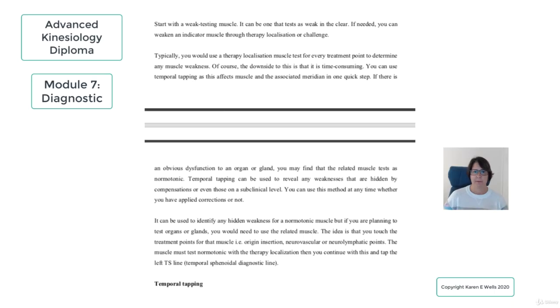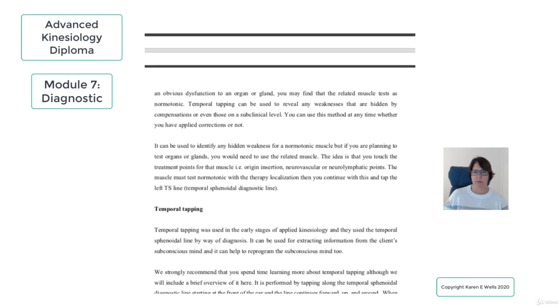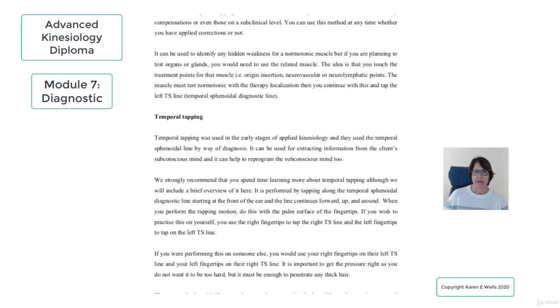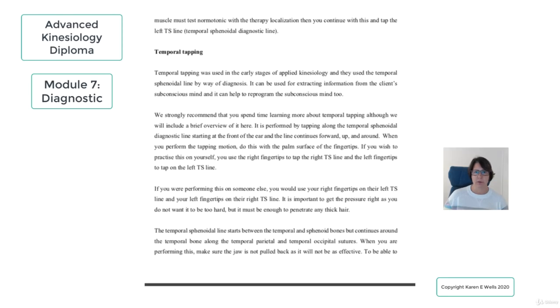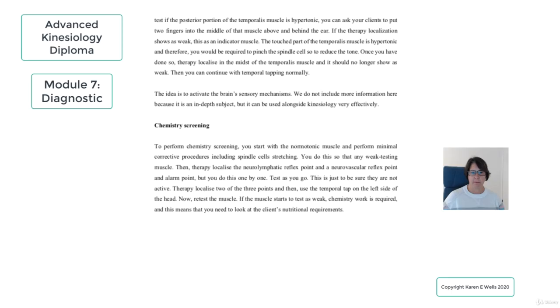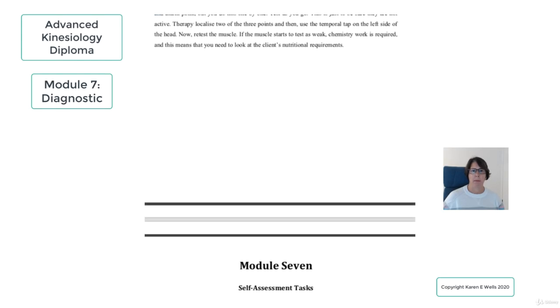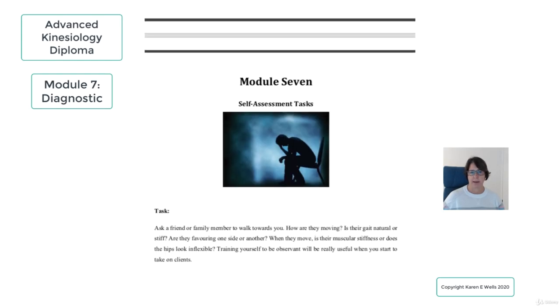Now, if there's a dysfunction in an organ or a gland, you may feel that the related muscle tests are normotonic. So temporal tapping will reveal any weaknesses that are hidden. So we've given you some information there on temporal tapping, and actually shortly we will be bringing out a course on that too. But that's just great to use. So we're giving you the information there, and also about chemistry screening.